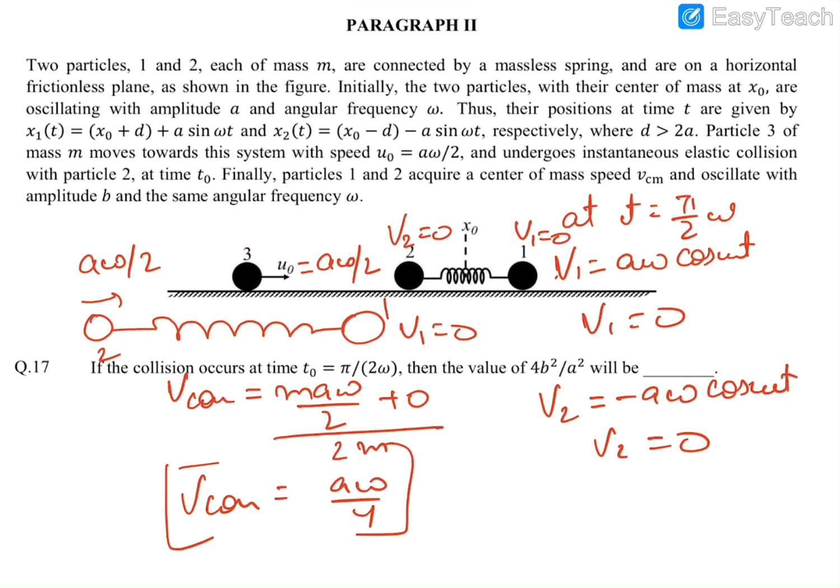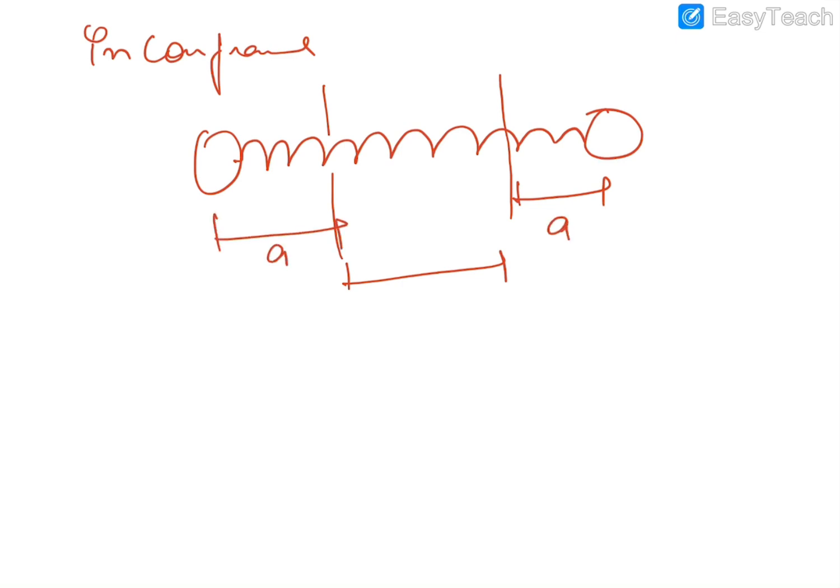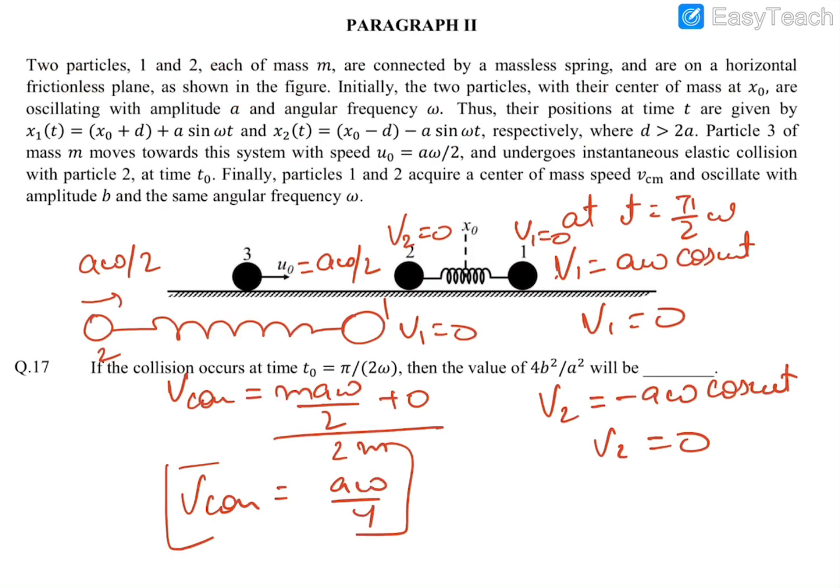Now let us draw another diagram in the COM frame, the center of mass frame. In the center of mass frame, the center of mass would be at rest, and this would be the natural length of the spring, which is I think 2d, and this would be the amplitude, and they both would be at their extreme positions. At this instant, with respect to the ground, the velocity of this ball just after the collision was a omega by 2 and VCOM is a omega by 4.